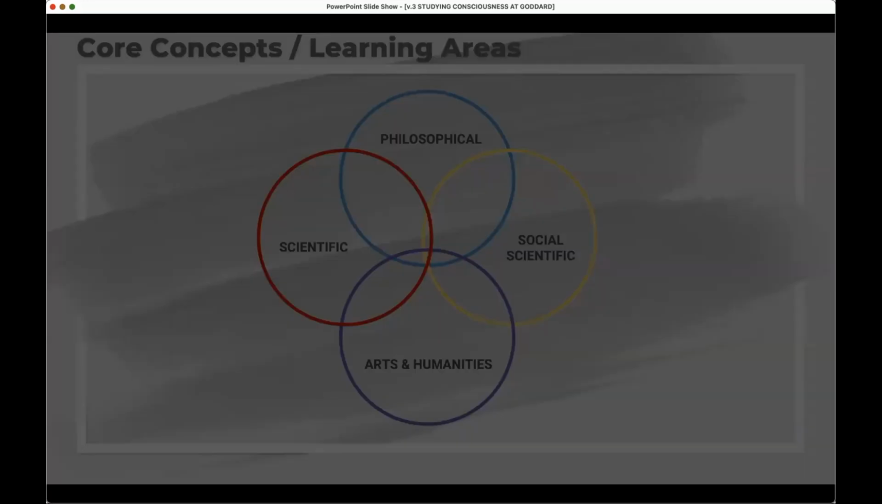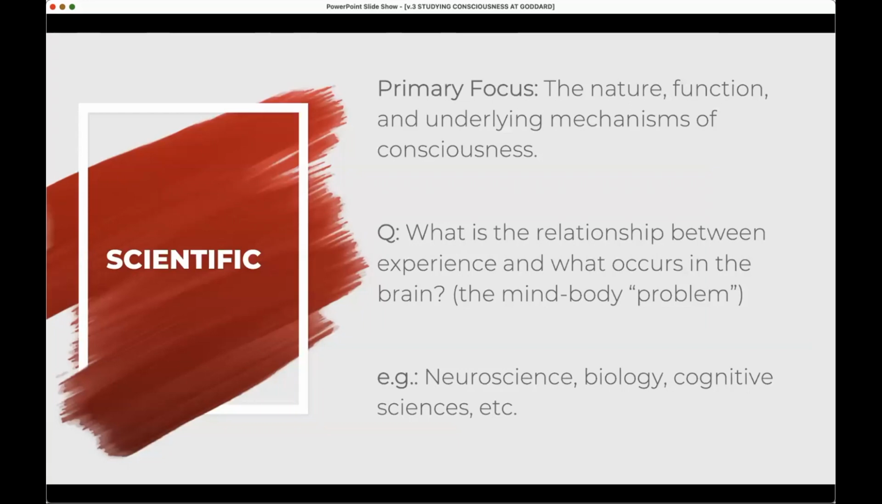So we'll start with the scientific. So here we have the scientific domain. Specific fields within this domain include neuroscience, biology, cognitive science, etc. Consciousness is studied empirically, typically in this domain, using quantitative methodologies that focus on observation and on repeated and repeatable testing.